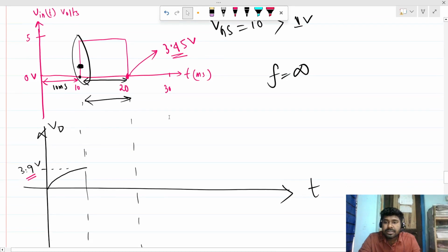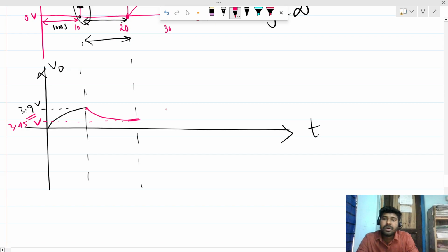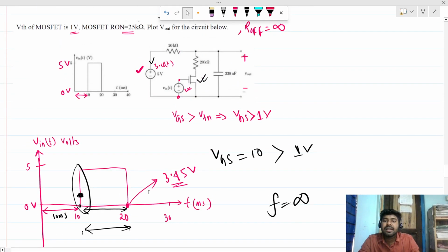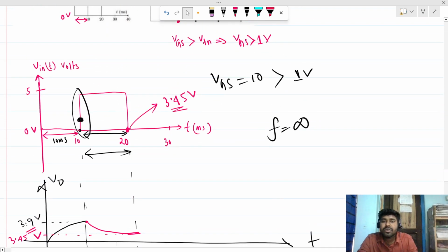So from this time duration it is discharging exponentially and it reaches, let's say, a voltage of 3.45 volt. Okay, now what will happen after t equals 20 millisecond? Again we can see that at t equals 20 millisecond, the Vg becomes 0 and it is less than the 1 volt threshold voltage.